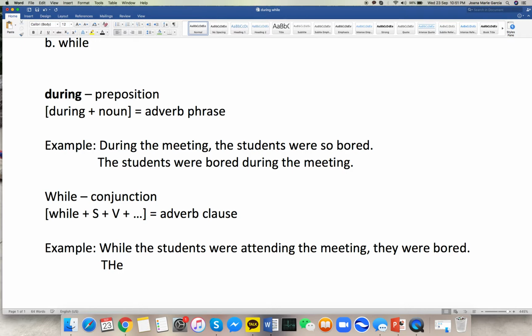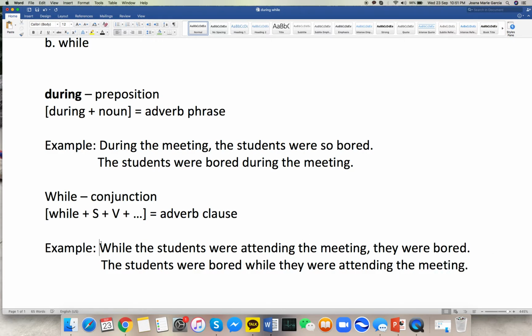Now, if I make it the regular pattern, be sure to use the noun first before the pronoun if you're writing a sentence. So I moved the students here. The students were bored while they were attending the meeting. Both are grammatically correct. My focus here is the adverb while they were attending the meeting, and here my focus is actually the subject, the students. As you can see, after while there's a subject, the students, there's a verb, were attending, and the rest of the sentence, the object meeting.